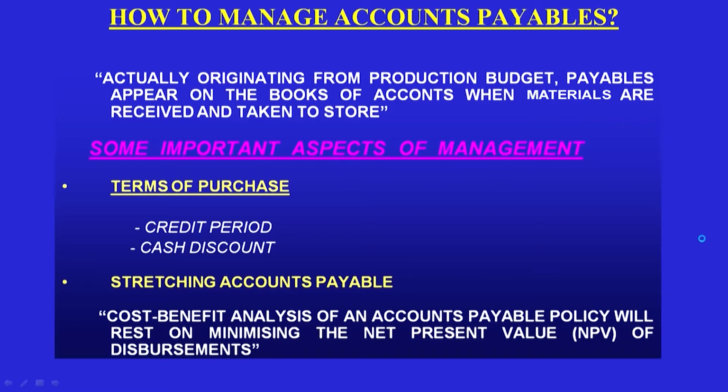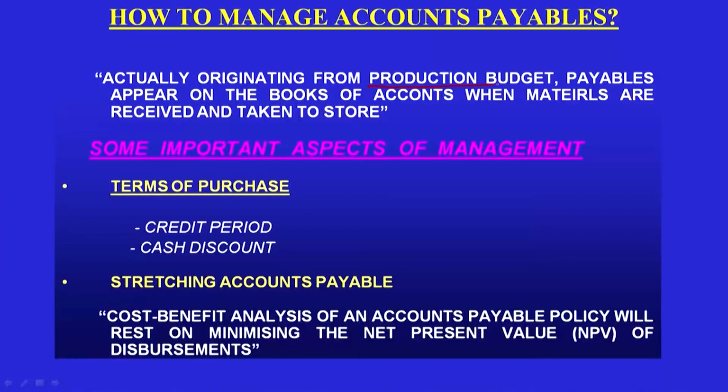I have written here, originating from the production budget. Payables appear on the books of accounts when materials are received and taken to the store, right. When materials are purchased and taken to the store, then the payables appear in the balance sheet. Originally emanating from where? Production budget. When you prepare the production budget, you know what your material requirement is, and that it will come from the supplier.